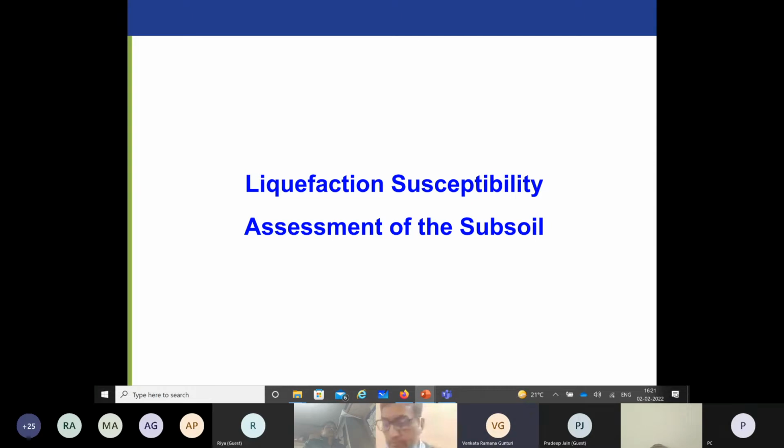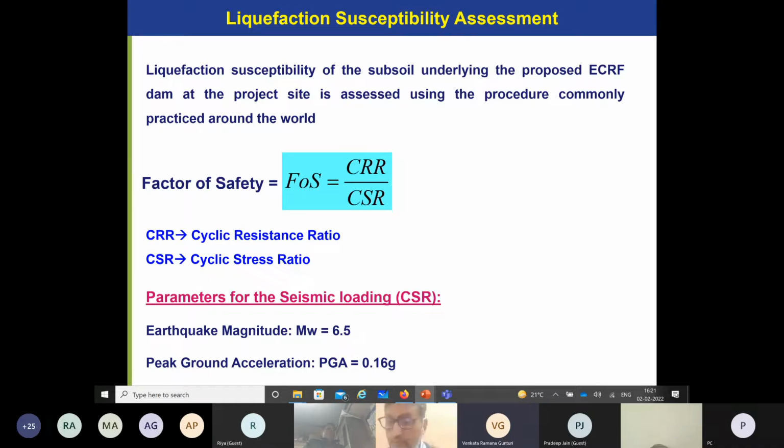Now to assess the liquefaction susceptibility, the standard procedure, or the simplified procedure, more popularly known as the Seed and Idriss procedure, has been adopted. Here you need to find two factors: what is the cyclic resistance available at a particular depth when an earthquake occurs, and what is the stress applied. That means it is basically the load applied and the strength available. So factor of safety is resistance to the load applied.